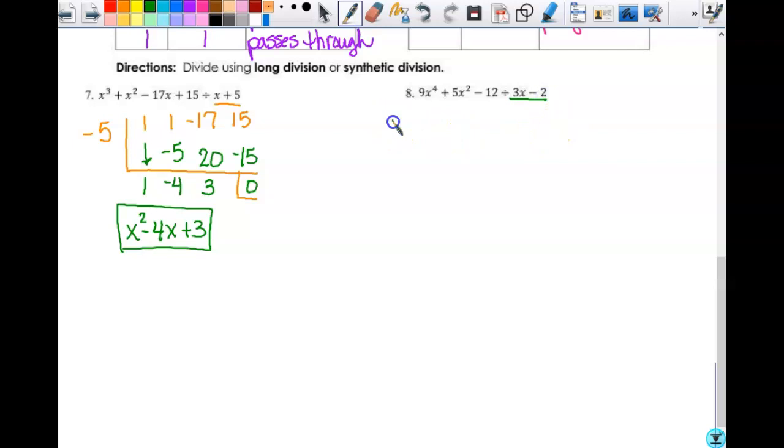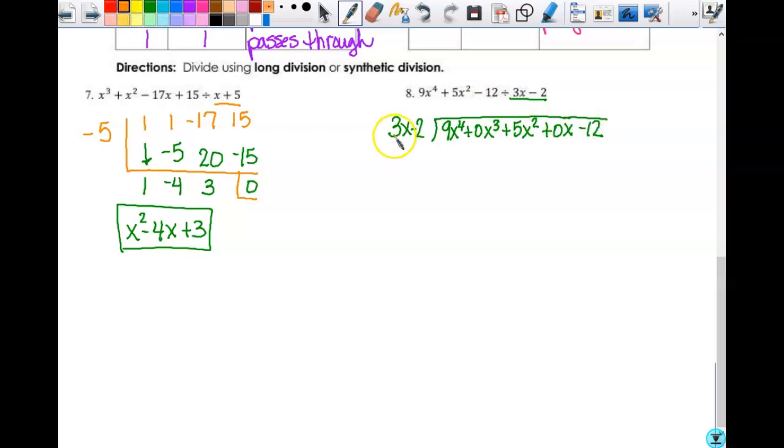All right, so number 8, I cannot use synthetic division, so I'm going to have to use long division. So 3x minus 2 goes on the outside. Inside, I'm going to have 9x to the 4th. Well, actually, I got to look here. It's to the 4th, so I should have 5 terms, 1, 2, 3. I only have 3. So I've got to put my placeholders in here. So I don't have an x cubed, so it's plus 0x cubed plus 5x squared. I also don't have an x term, so plus 0x minus 12. I cannot forget my placeholders.